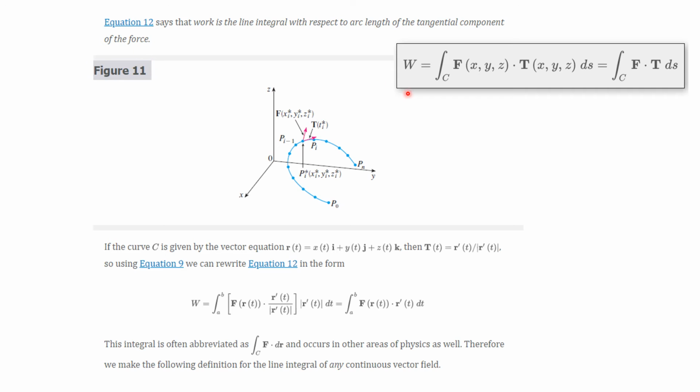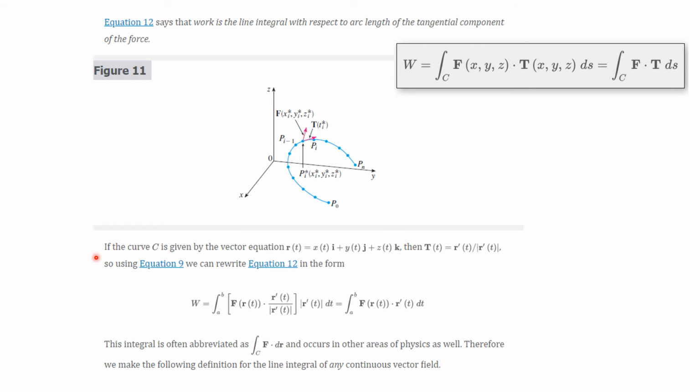In fact, this equation says that work is the line integral with respect to arc length of the tangent component of the force. And the tangent component of the force is what you get when you do this dot product. This shows how we broke things up and got that approximation for the work.